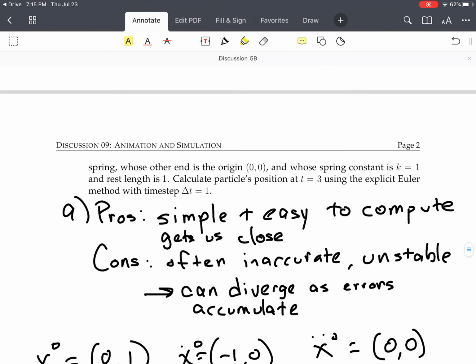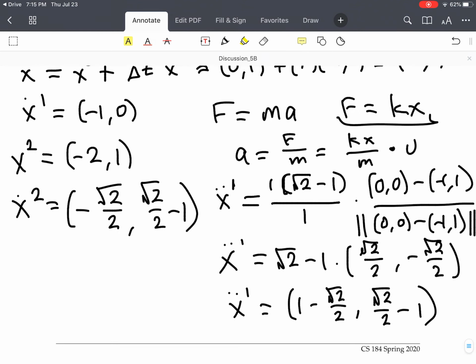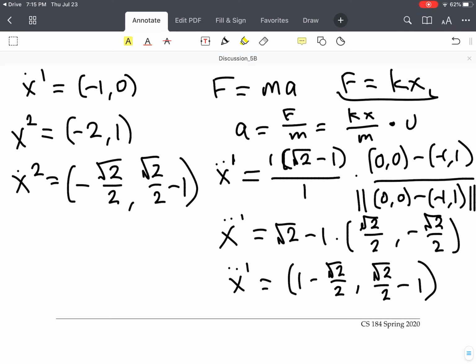And now keep in mind that we're interested in the position at time equals 3. So at this point, it's not necessary for us to calculate the acceleration anymore, because we're not interested in the velocity at time 3. We only want the position. And all we need to calculate the position at time 3 is the position at time 2 and the velocity at time 2. Okay? So given that, let's go ahead and find the position at time 3.